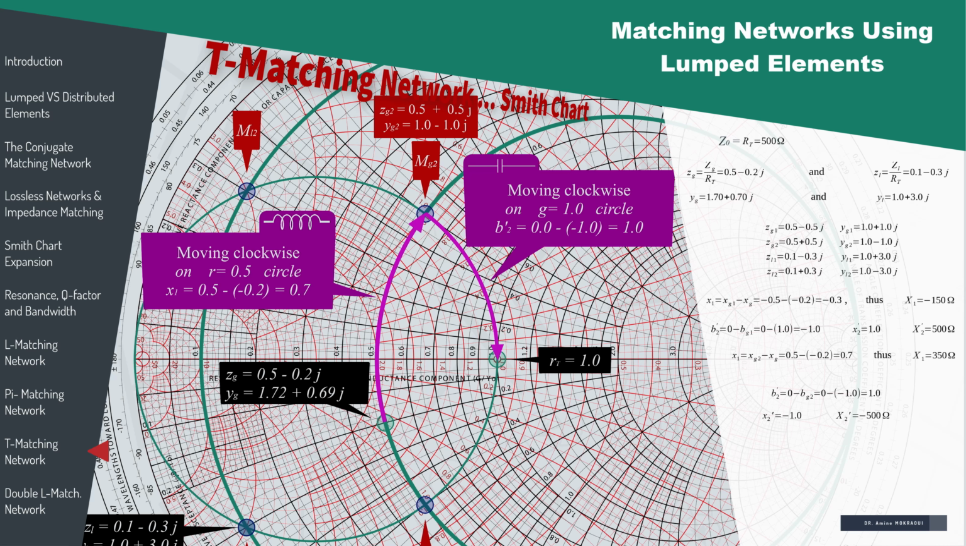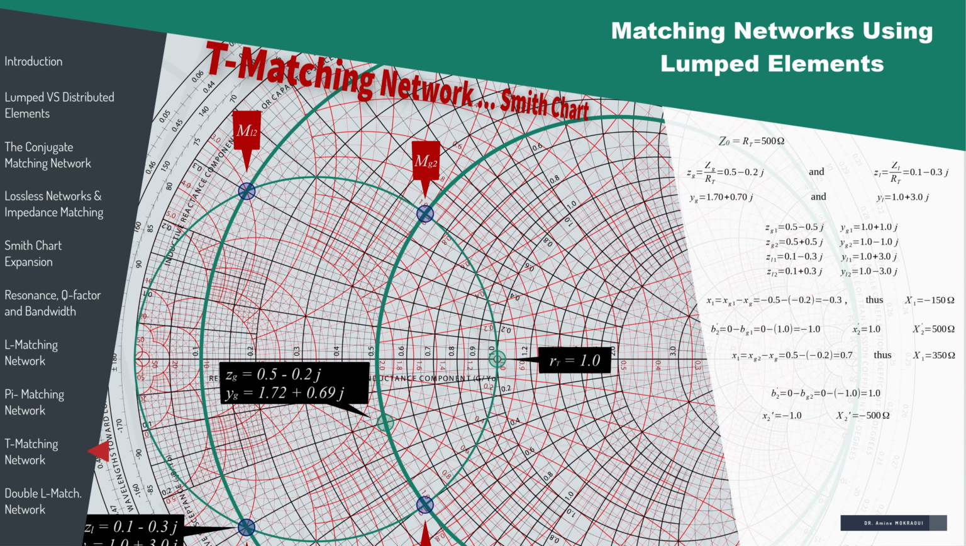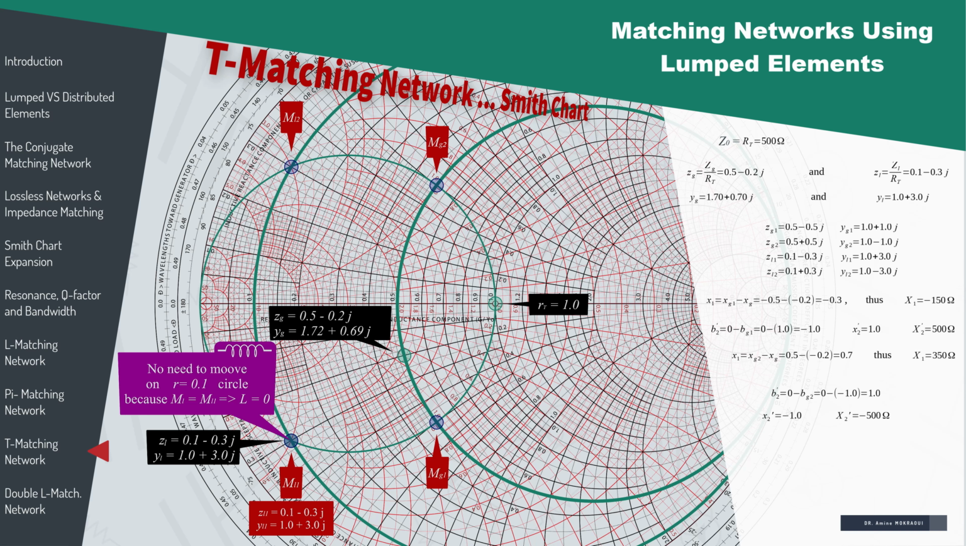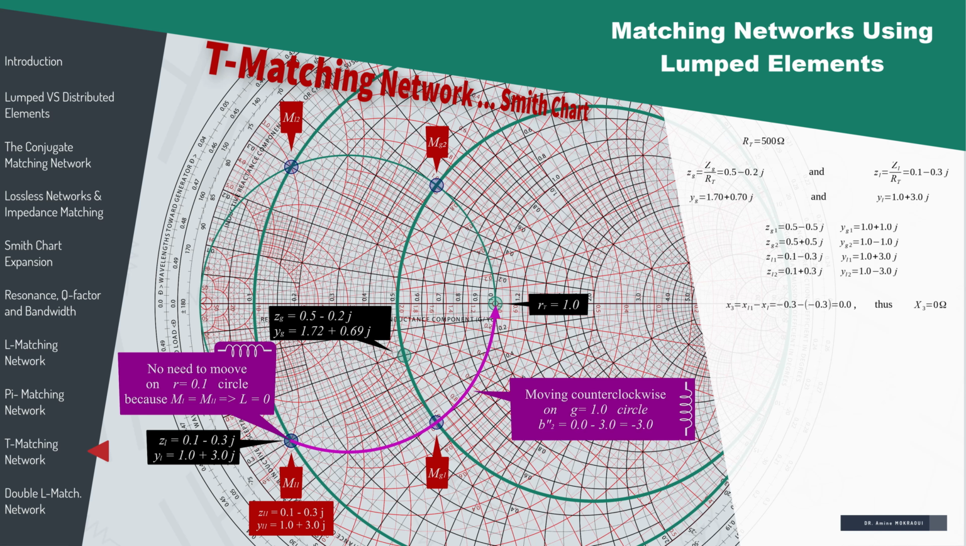To design the right subcircuit solutions, we apply the same method. The results are summarized hereafter. X3 equals XL1 minus XL, which is equal to 0. Thus, uppercase X3 equals 0. B'2 equals 0 minus BL1, which is equal to minus 3. Thus, X'2 equals 0.33, and thus, uppercase X'2 equals 166.7 ohm.